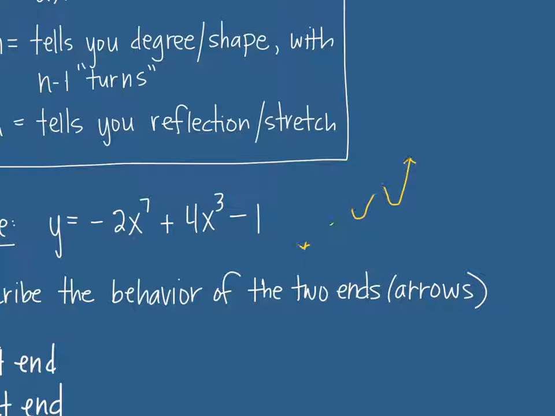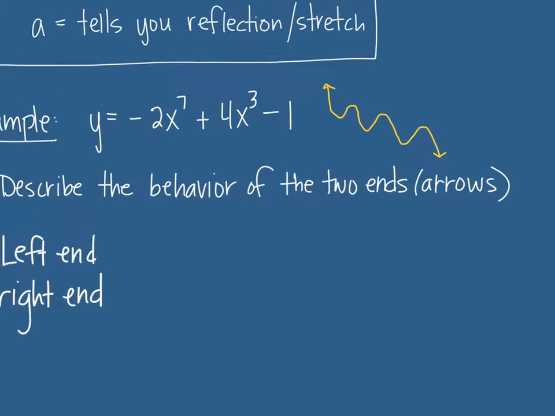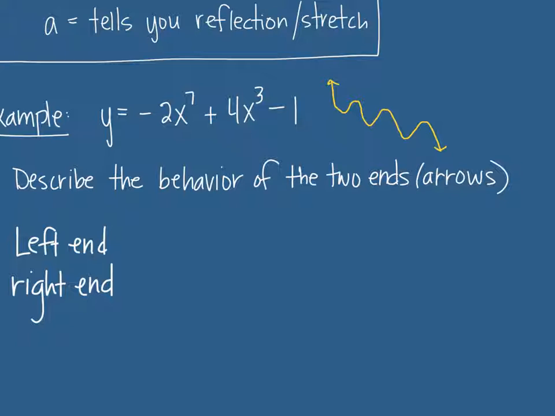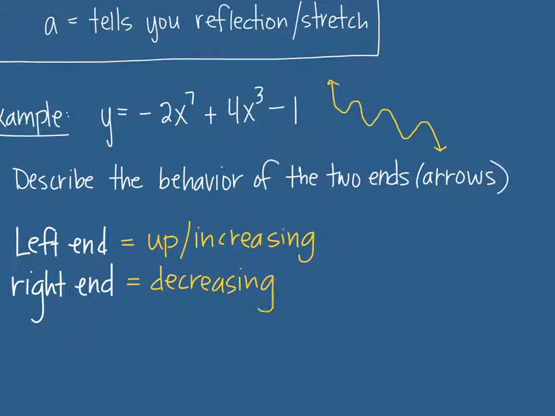Now, do you have to make this a perfect graph? And the answer is absolutely not. All I want to know is what the ends are doing. So the left side of the graph is pointing in what direction? The left end of this snake thing is pointing up, right? And so we say up, or we can say increasing. You may use either of those words and I will understand what you mean. Increasing is the better word to use. And what's the right end doing? It's decreasing.